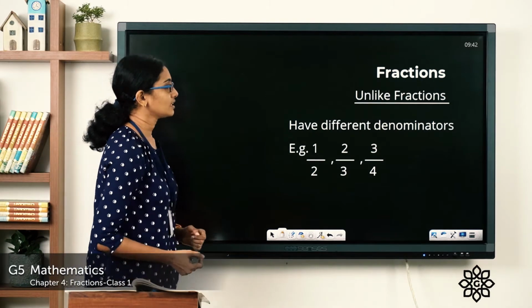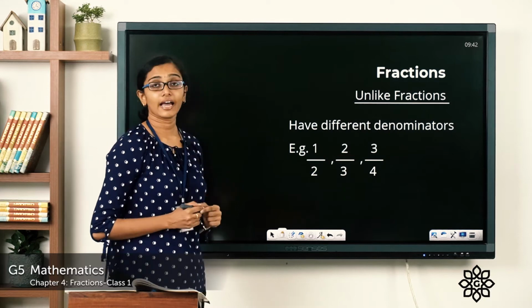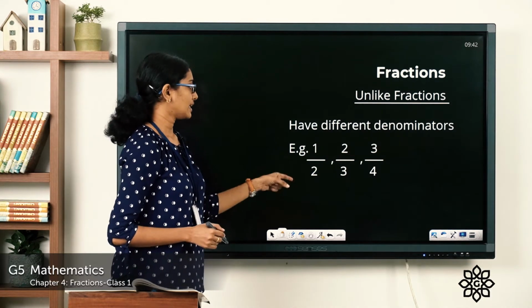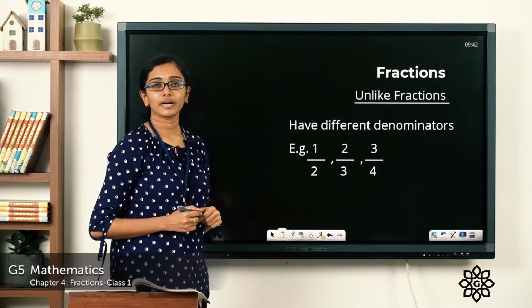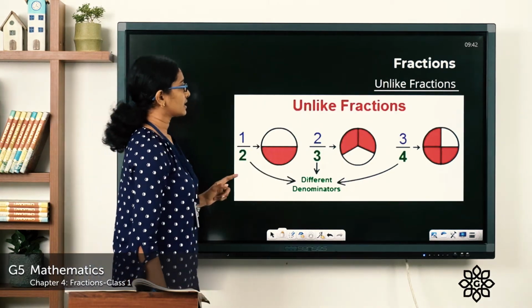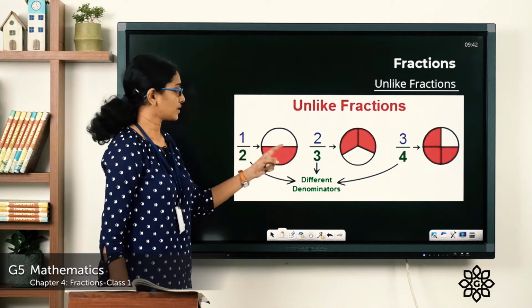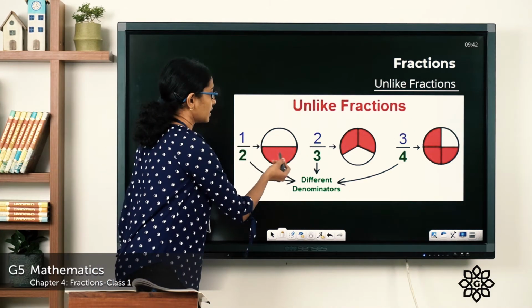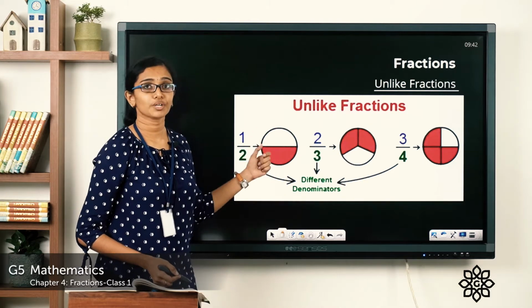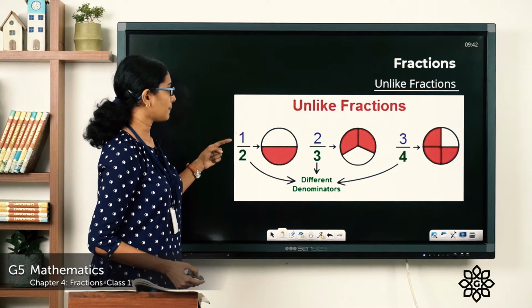Now, then what will be unlike fractions? Unlike fractions mean they have different denominators like this, 1 by 2, 2 by 3, 3 by 4. Let's see that with an example. See, here one circle is divided into 2 equal halves, right? So, I'm considering this colored part. How many parts of it are colored? What is the fraction of the colored part here? It is 1 out of 2 or 1 by 2.